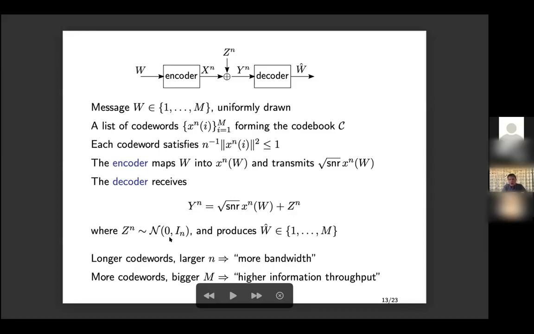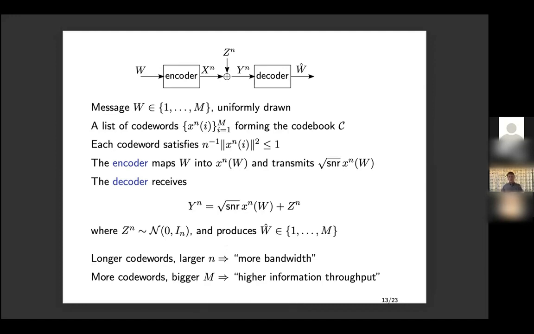And of unit variance per sample. So since the noise is unit variance, the signal power is SNR, and it's also equal to the signal to noise ratio because the noise has variance one. So all the SNR goes here. And then the decoder produces a guess of the transmitted W, as I said. So what's the problem here?